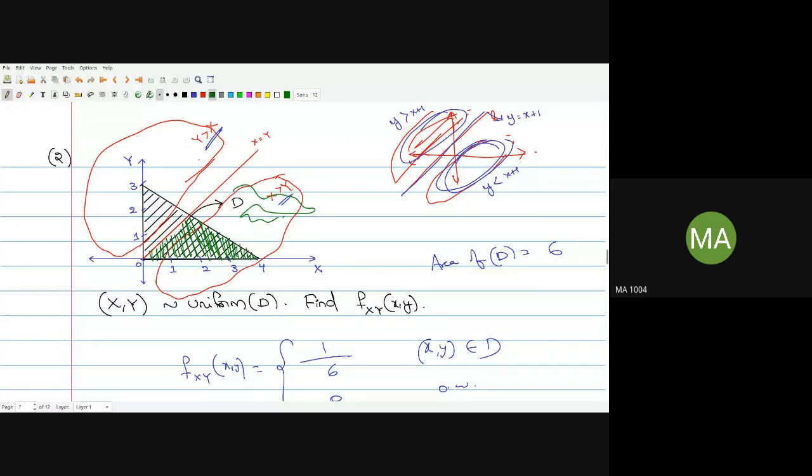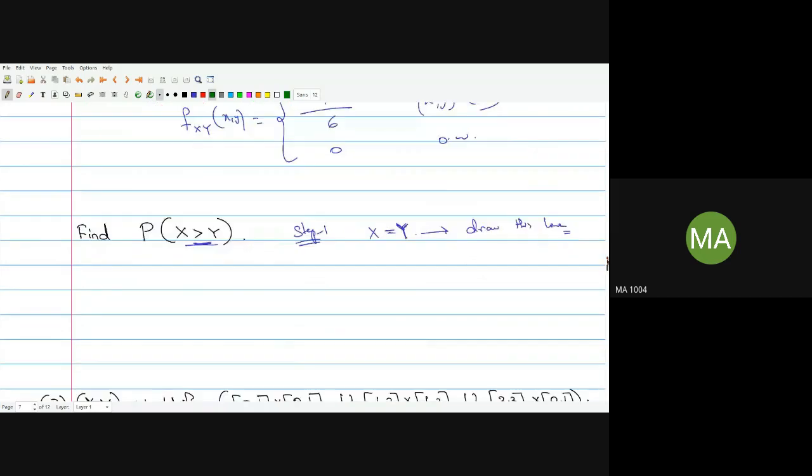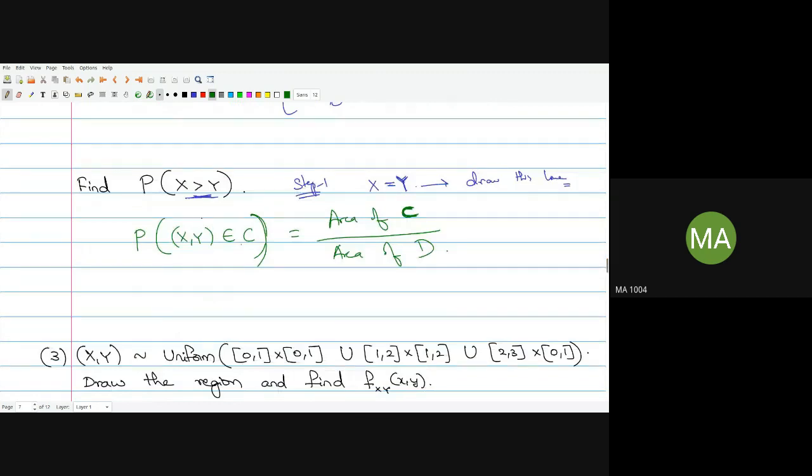If it is uniform, you should always remember, if I ask you the probability that (x, y) is in some region C, then that will be the area of C divided by the total area of D. So here we asked you the probability that x is greater than y.